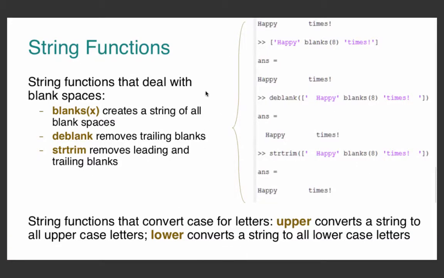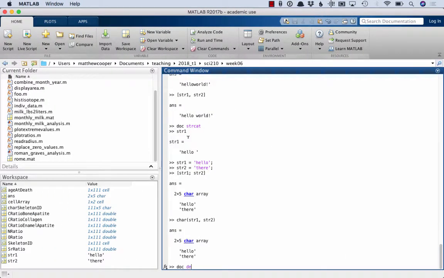We have some functions. We have blanks of 8, so that just creates a string of 8 spaces. For example, I could have happy, blanks in between, and times, so it's going to create happy, then 8 spaces, and times. Remember, this is just joining, concatenation, all of these things together. Then we have the function deblank, which removes all the leading and trailing white space. Actually, no, sorry, deblank removes trailing blanks. Let's just double check that.